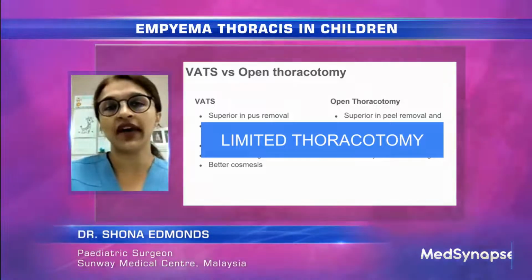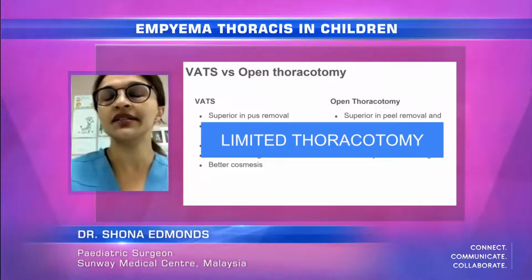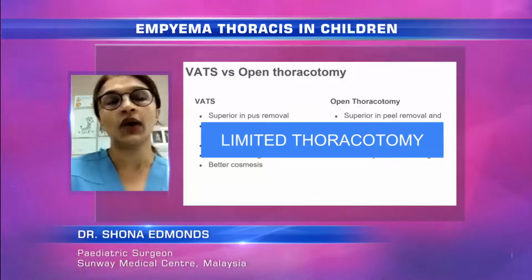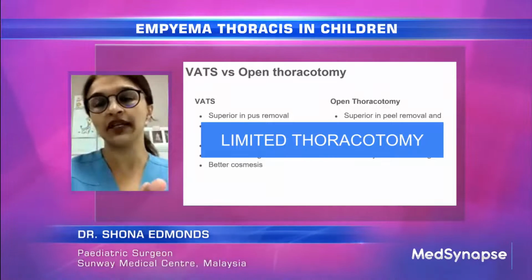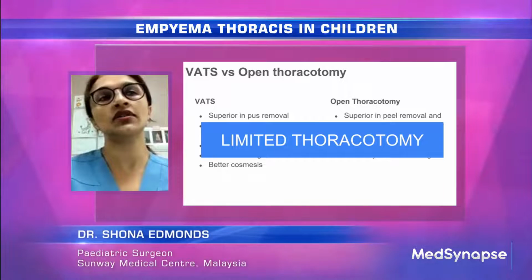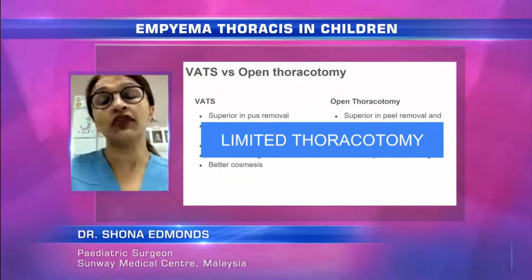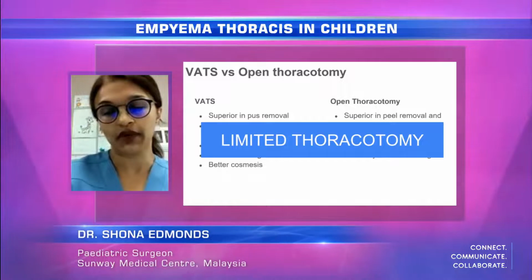So while VATS would be ideal for an earlier stage of empyema like stage 2, we have to consider that while there's no right and wrong of using VATS in a stage 3 empyema, it certainly does not mean that we should not be quick to convert if we feel that that would benefit the patient in the long run, okay?